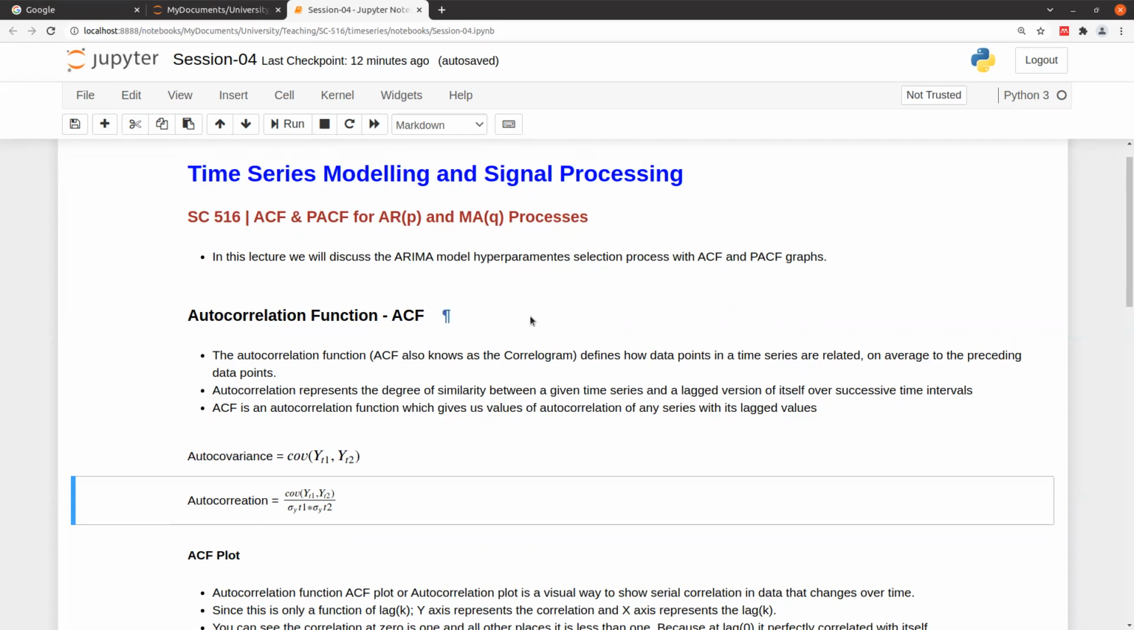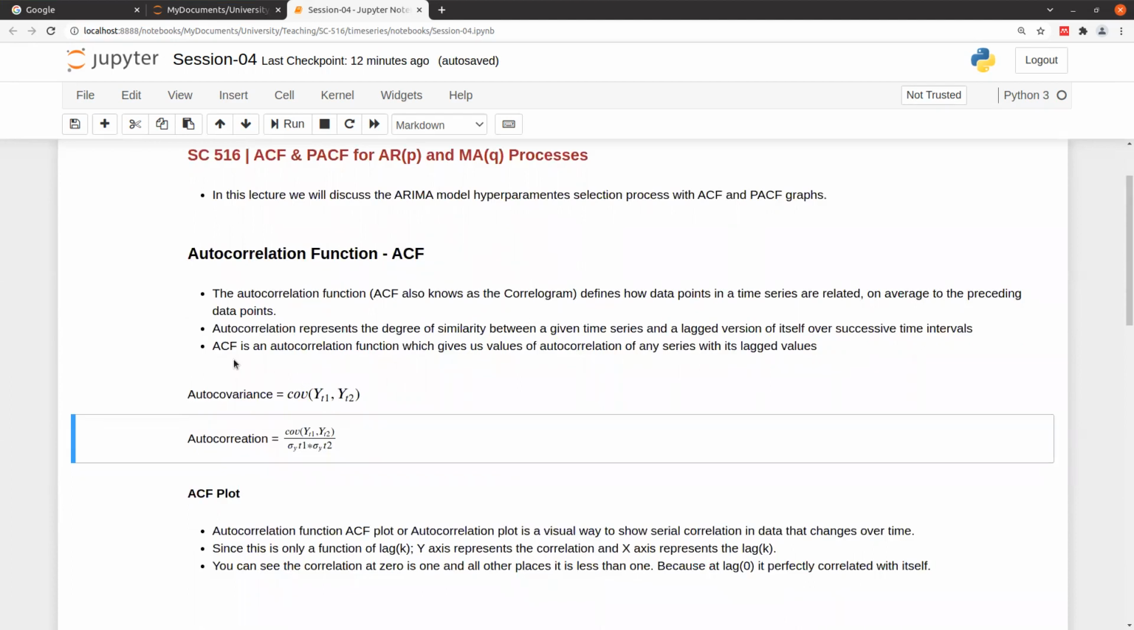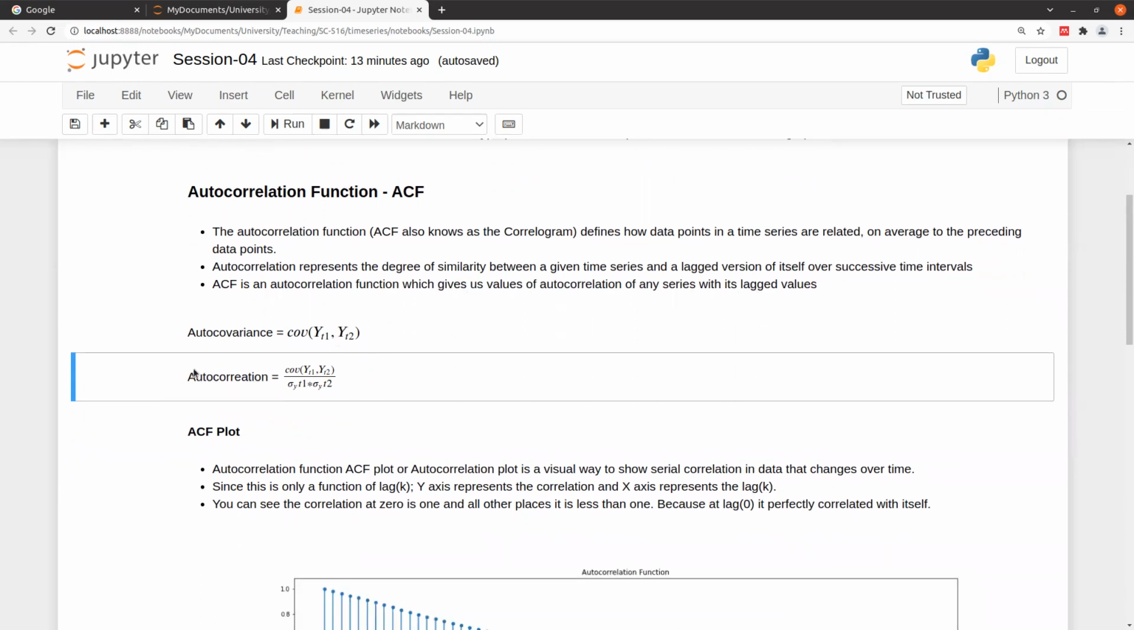Then P implies the number of data points that we are going to use in order to predict the next value. The ACF is an autocorrelation function which gives us the value of autocorrelation of any series with its lagged values. That's what we actually want: the relationship between the previous values in order to predict the next value. To recall what we learned before, I just mentioned the autocorrelation function and autocovariance. We discussed these things just to recall what variance and correlation are.